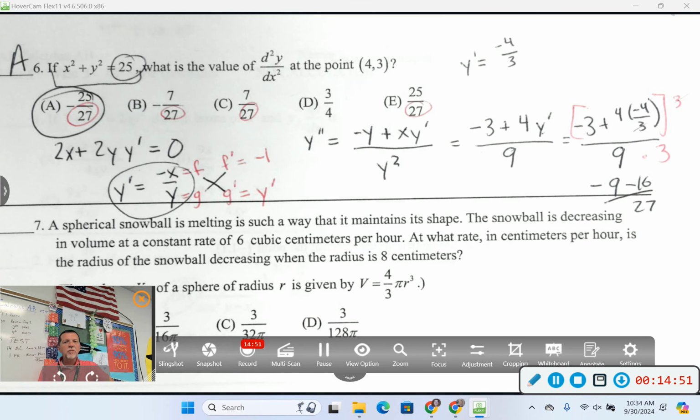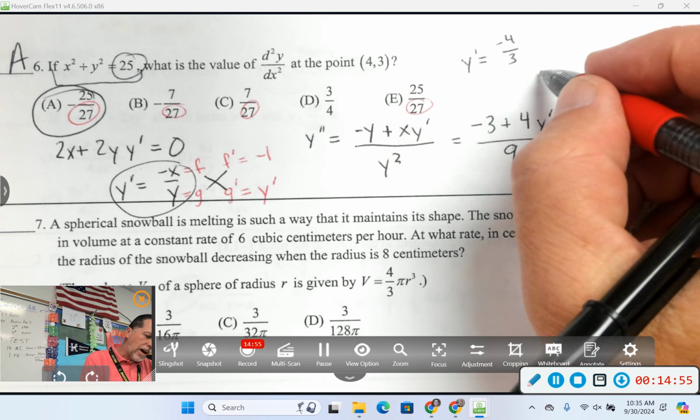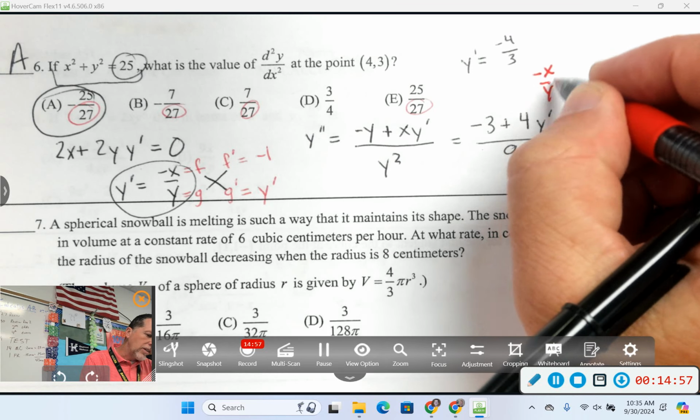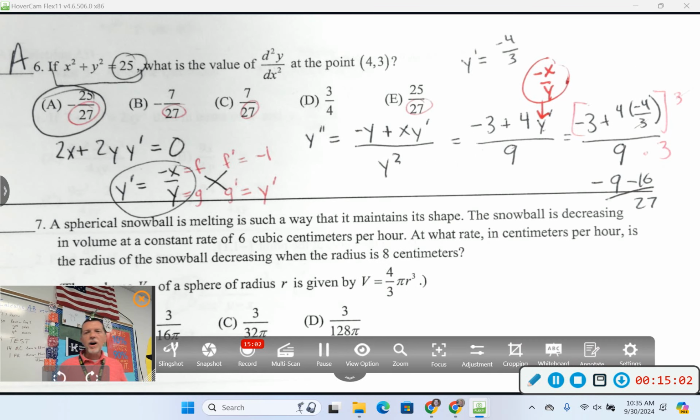I'm just nervous because on the test it doesn't give you a point, so you'd have to plug in negative x over y for y prime, and then do the algebra. You'd have to do the algebra with the letters rather than the algebra with the numbers.